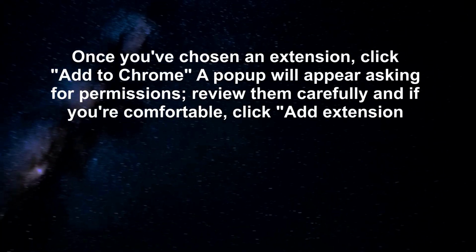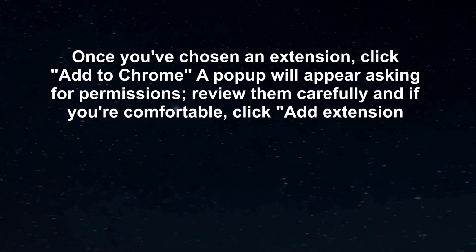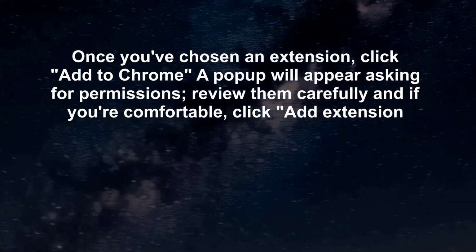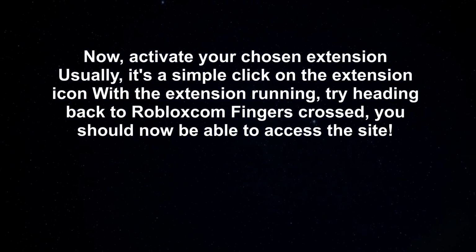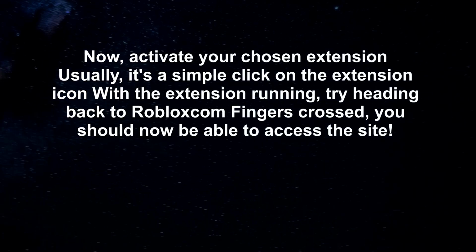Once you've chosen an extension, click Add to Chrome. A pop-up will appear asking for permissions. Review them carefully and if you're comfortable, click Add Extension. Now activate your chosen extension. Usually, it's a simple click on the extension icon with the extension running.